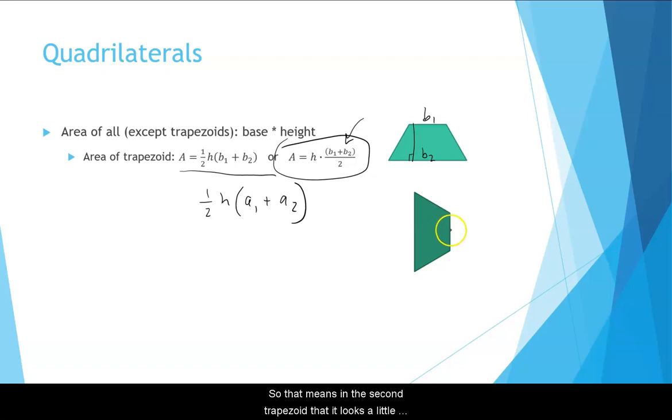So that means in this second trapezoid, which looks a little funny because we don't usually see it this way, one of these two sides is our base, and the distance between those parallel sides is the height. I don't care that it's on its side. We can turn the figure, but the measurements still remain.